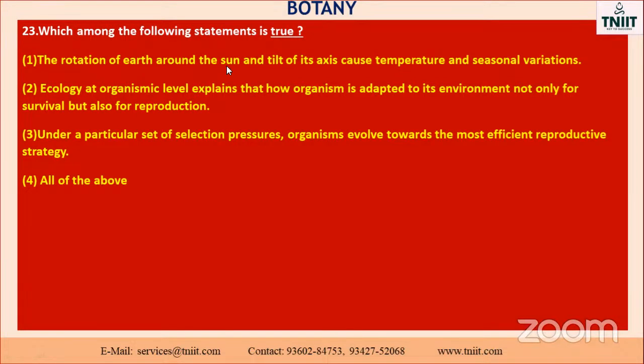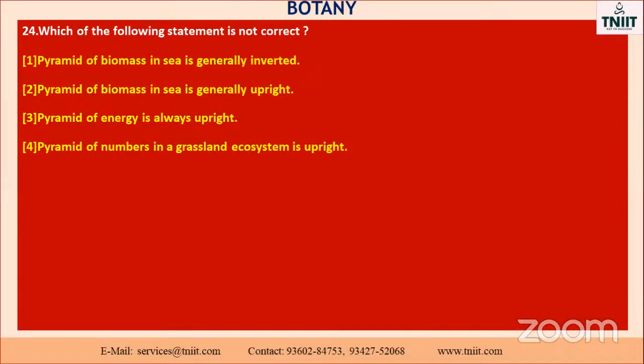The rotation of the earth around the sun and the tilt of its axis cause temperature and seasonal variation. Yes, it will cause the seasonal variations. Already we know about that, isn't it? So this one is also true. Ecology at organism level explains how an organism is adapted to its environment, not only for survival, but also for reproduction. Yes, it is also true. So 2 points are correct, so all of the above is the correct one. So automatically the third one is also correct. So the answer will be the fourth one.